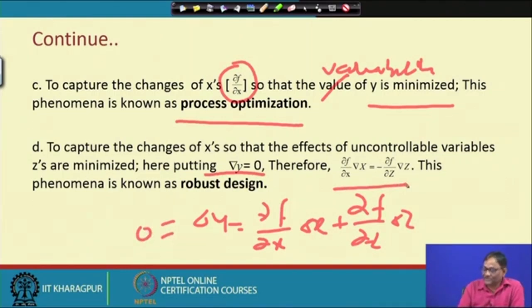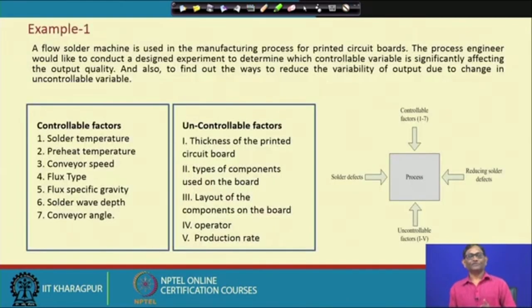The beauty of this equation is that if you manipulate x in such a manner that ultimately the variability of y can be further minimized, and the effect of uncontrollable or noise variables will also be nullified. So, if not completely nullified, it can be minimized. So, this is known as robust design. With reference to process characterization, process control, process optimization and robust design, I will give you some of the examples here.